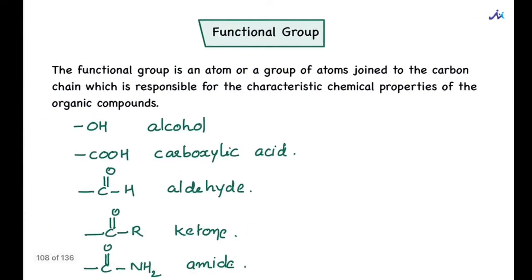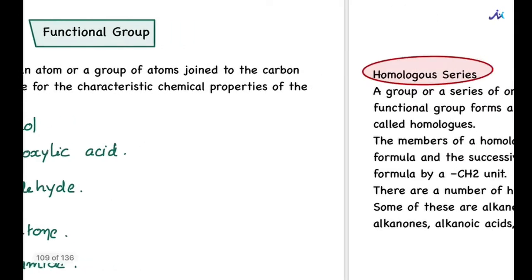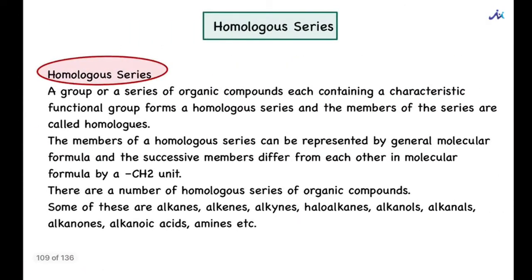What are the functional groups, examples of functional groups, and the properties of an organic compound, which is decided by the functional group? Few examples are shown here also. Homologous series, their characteristics, how the successive members differ from each other in molecular formula, and examples of homologous series, which are also shown here.